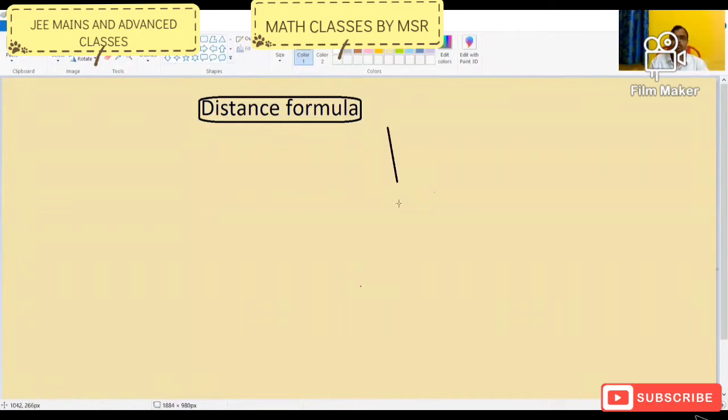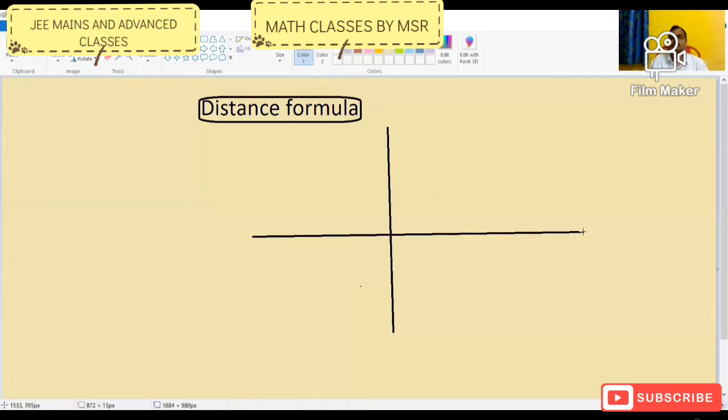If you take a coordinate plane, x-axis and y-axis, say x, x dash, y, y dash. I have taken a coordinate plane, x-axis as well as y-axis. Their point of intersection will be 0, 0, the origin.